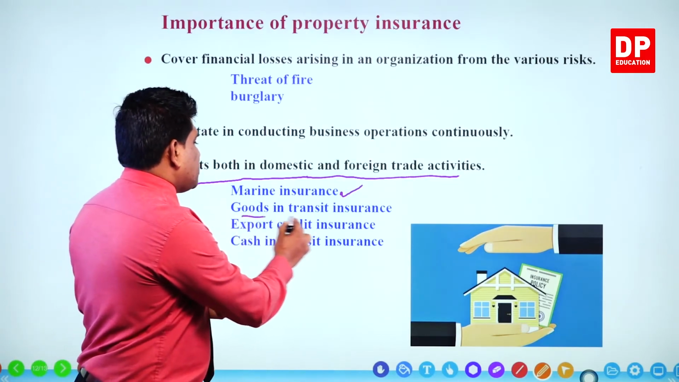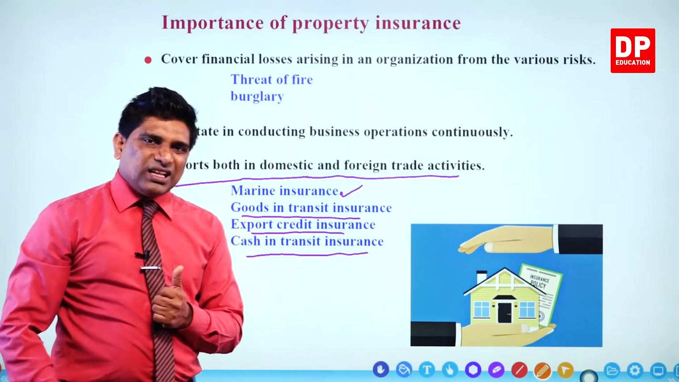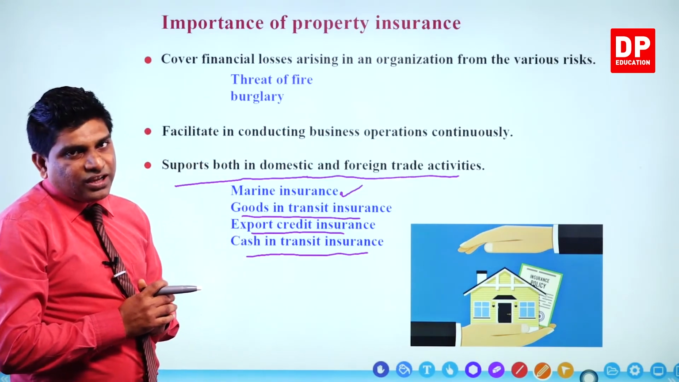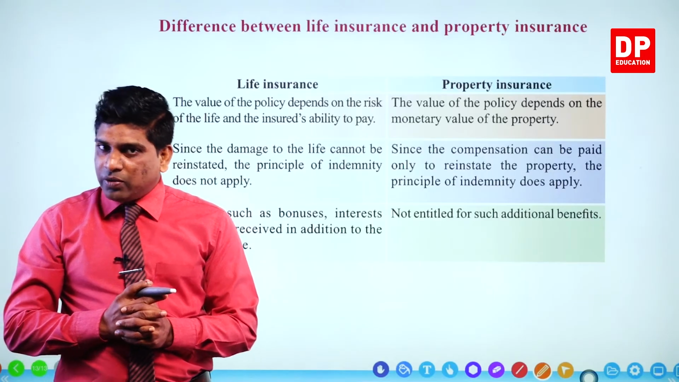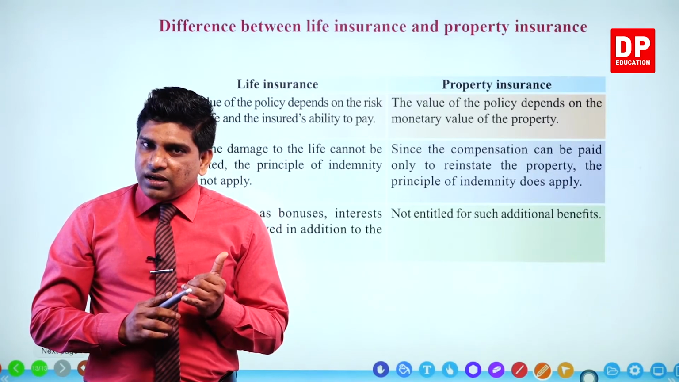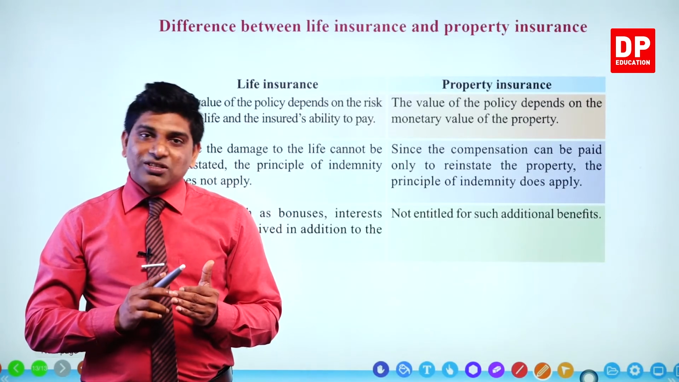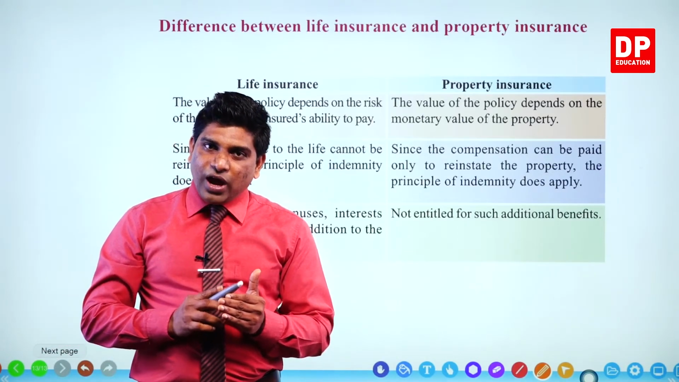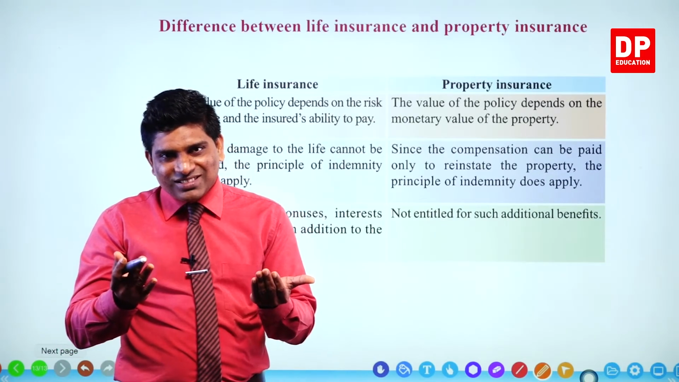Then goods in transit, export credit insurance and cash in transit insurance. These are the different examples for property insurance. Now the next one, difference between life insurance and property insurance. Now we have done life insurance, importance of life insurance, property insurance, importance of property insurance. Now I am going to discuss the difference between property insurance and life insurance.